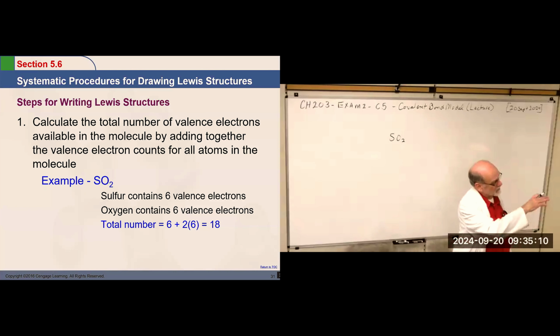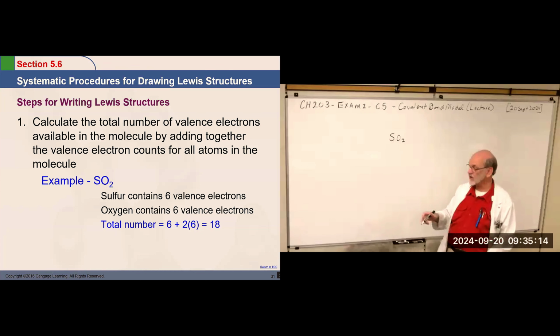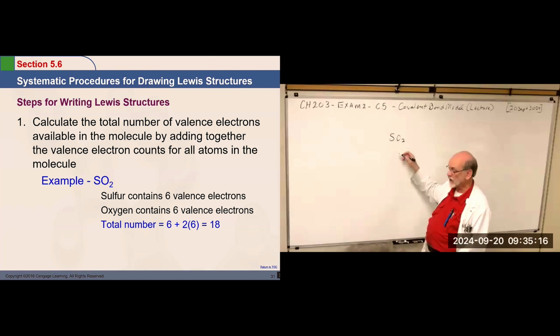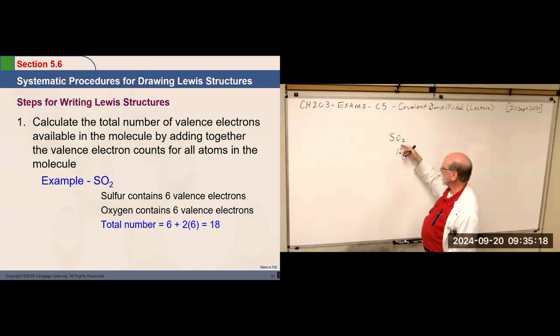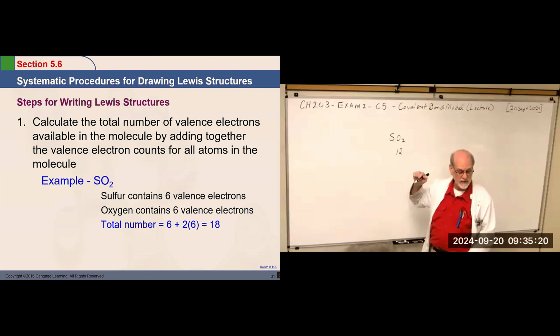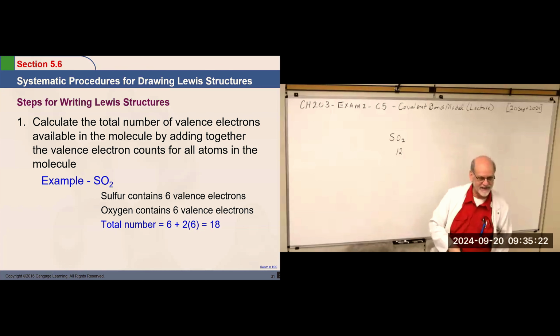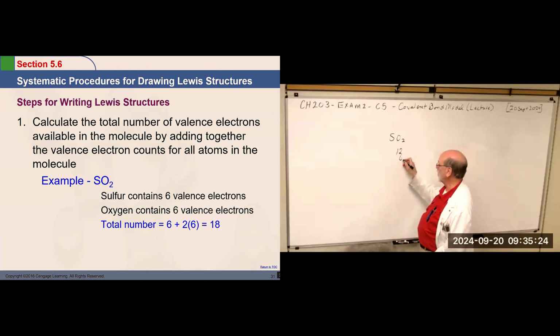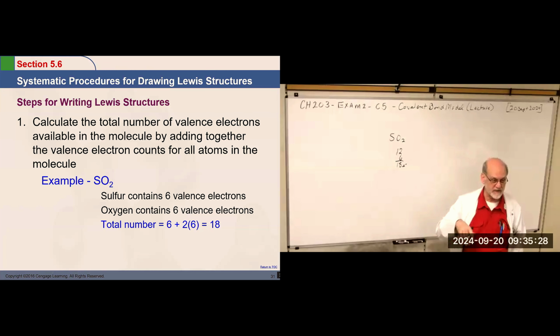So oxygen, look where oxygen is. It's in the 6th row from the left. It has 6 valence electrons each. 2 times 6 is 12. So we have 12 valence electrons from oxygen. Sulfur's in the same family, in the same group, so we have 6 more. So we have 18 electrons to position in our Lewis structure. Okay.